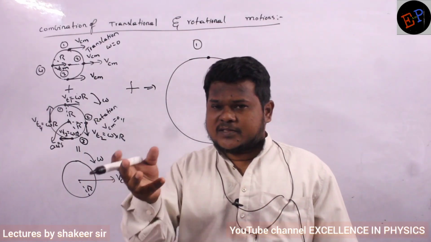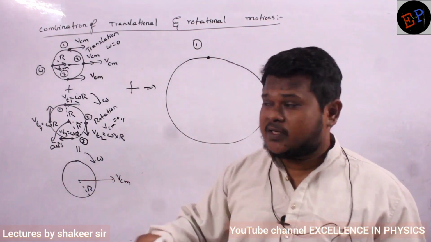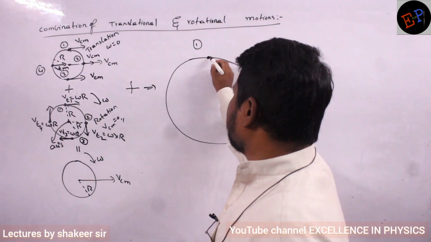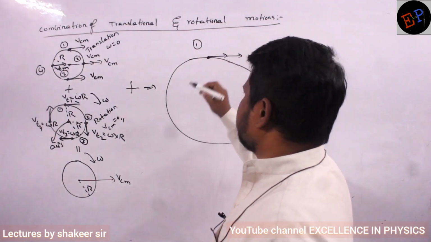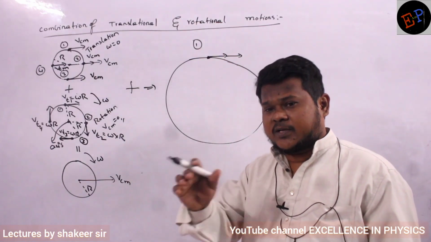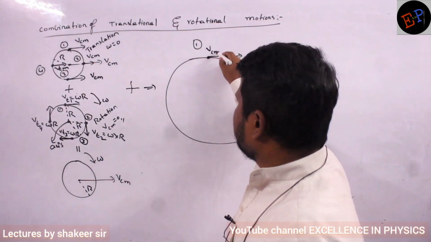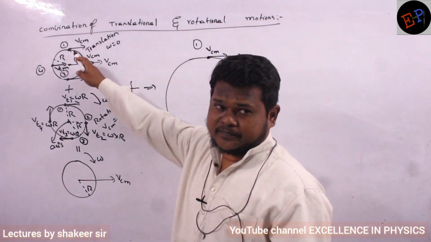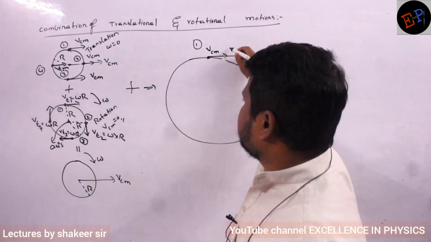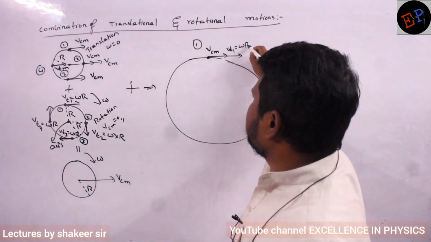Which velocity is due to translation? V center of mass. Because of rotation, which velocity? Tangential velocity. So at the first point, the body will have two velocities, and both of them are in the same direction in this condition. What is the first velocity? Velocity due to translation, VCM. And which is the second velocity? Velocity because of rotation. So this rotational velocity is Vt1, which equals omega into r.